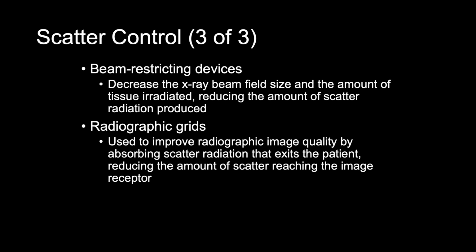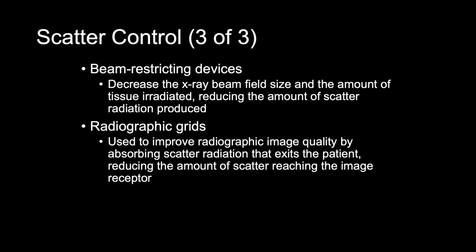The greater the volume of tissue that is irradiated because of part thickness or the X-ray beam field size, the greater the amount of scatter radiation produced. The higher the kVp you use, the greater the energy of scattered X-rays exiting the patient.